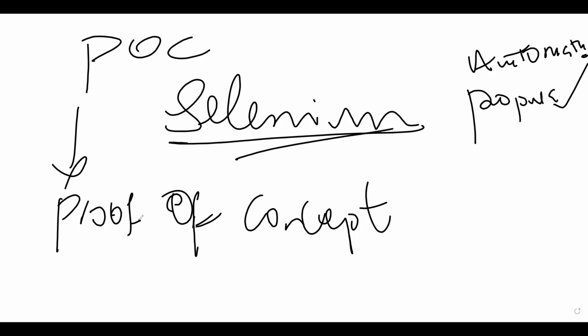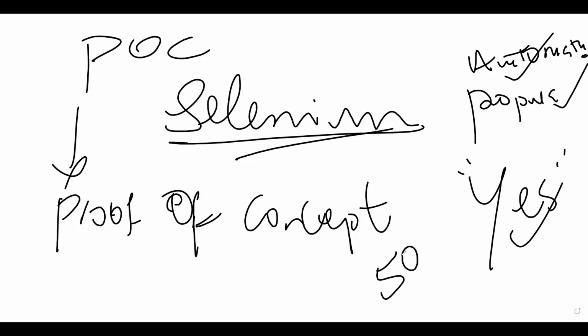So to resume, I said your test lead will have what they call the POC. POC is a proof of concept. It is going to say yes, that we are going to do automation for this application. That's 50% of this web application, 50% of the application is going to be covered by automation. And the tool we are going to use is going to be Selenium.